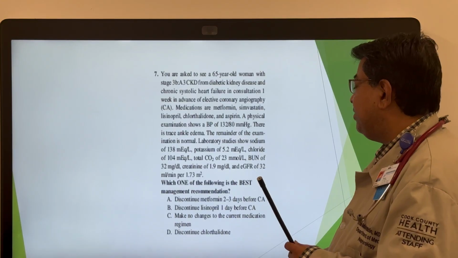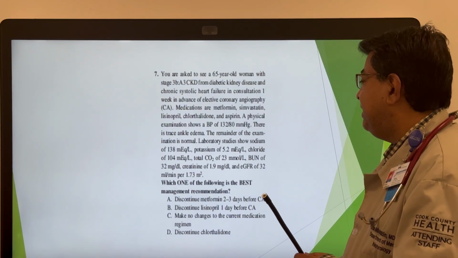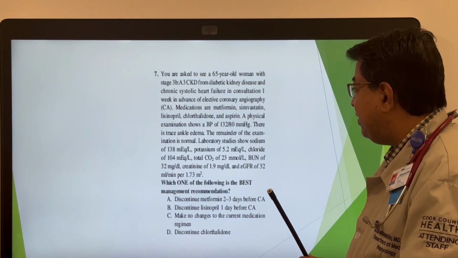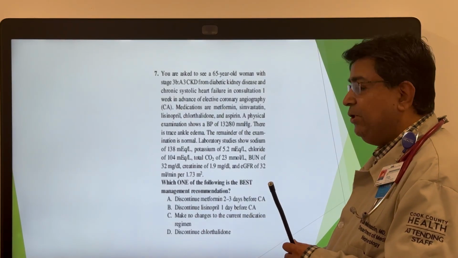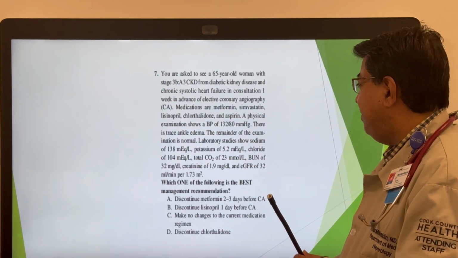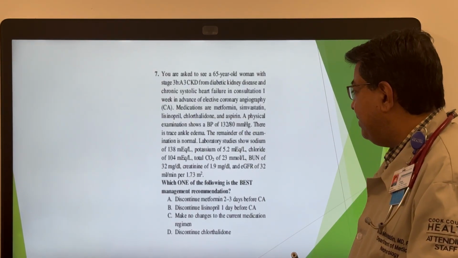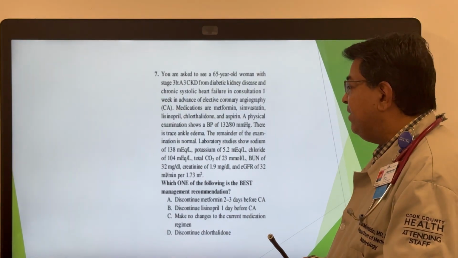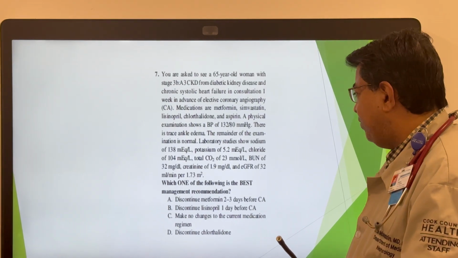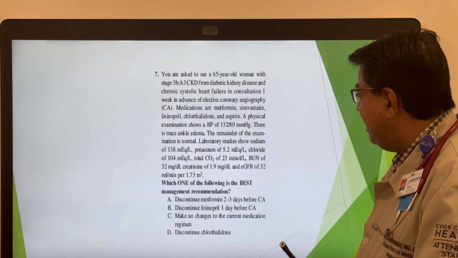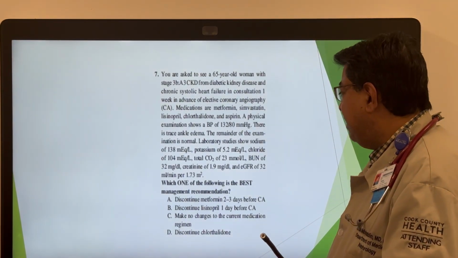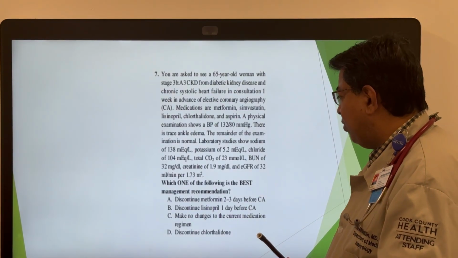You're asked to see a 65-year-old woman with stage 3B A3 chronic kidney disease from diabetic kidney disease and chronic systolic heart failure in consultation 1 week in advance of elective coronary angiography. Medications are metformin, simvastatin, lisinopril, chlorthalidone, and aspirin. A physical examination shows a blood pressure of 132/80 millimeters of mercury. There is trace ankle edema. The remainder of the examination is normal.